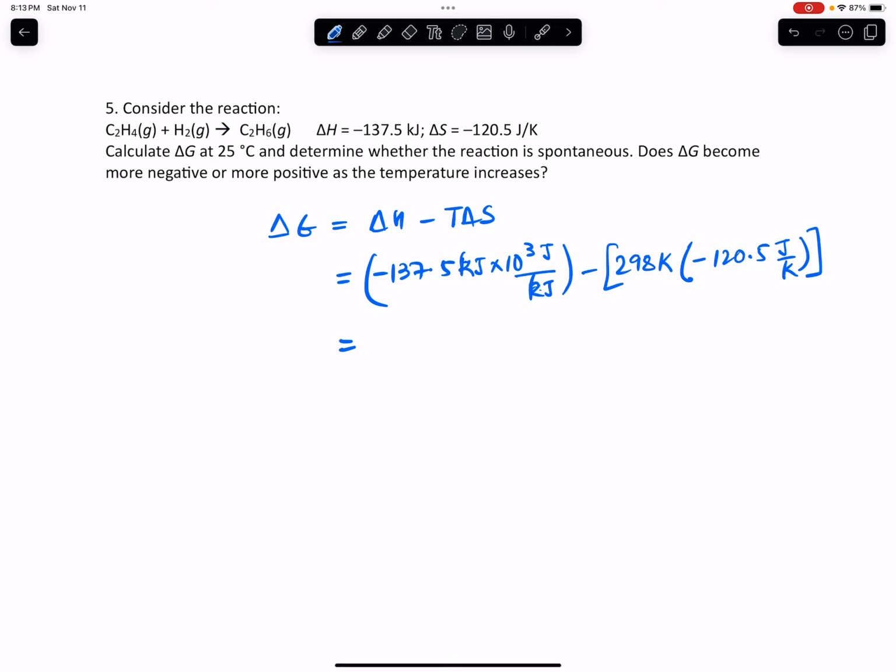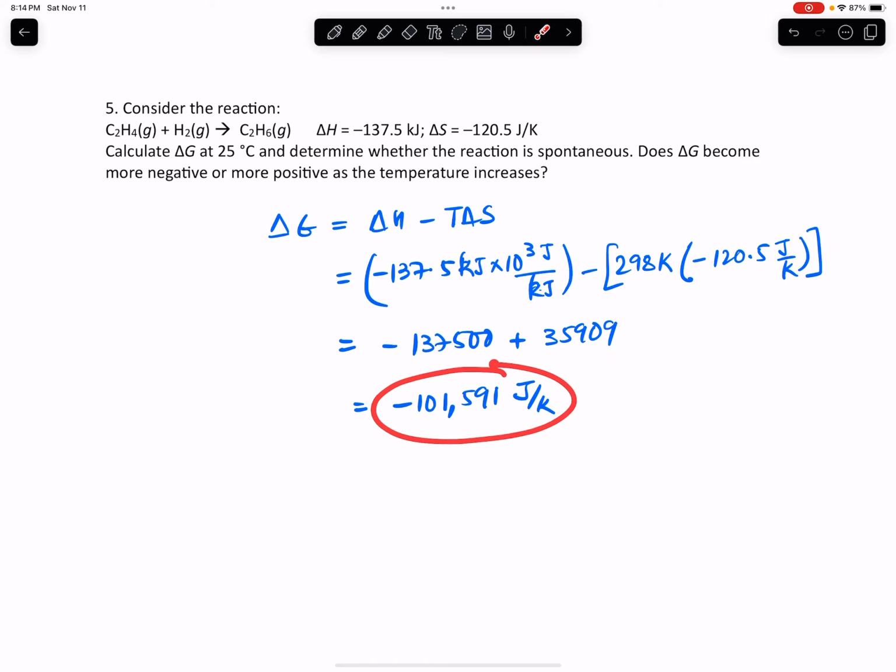All right, so when we simplify that, we get 137,500 out here, and then the second part becomes 35,909. If we simplify that, we get minus 101,591 joules. So that's the first part of the question, calculate delta G. So that is delta G.